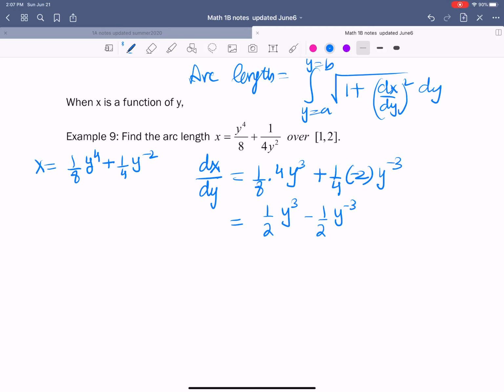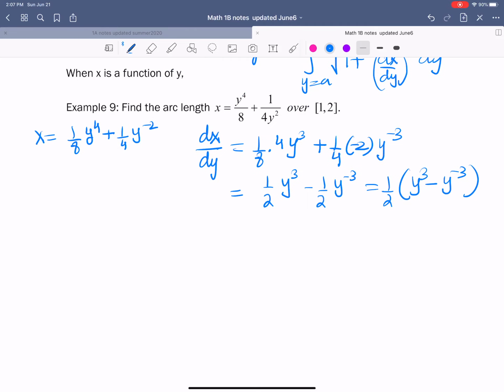Okay, 1/2 y to the 3rd. I can pull out a 1/2 just because it's probably nicer to do so. There we go. That's our dx/dy, or we can say x prime, the derivative of x with respect to y. Now I'm ready to set up the arc length.